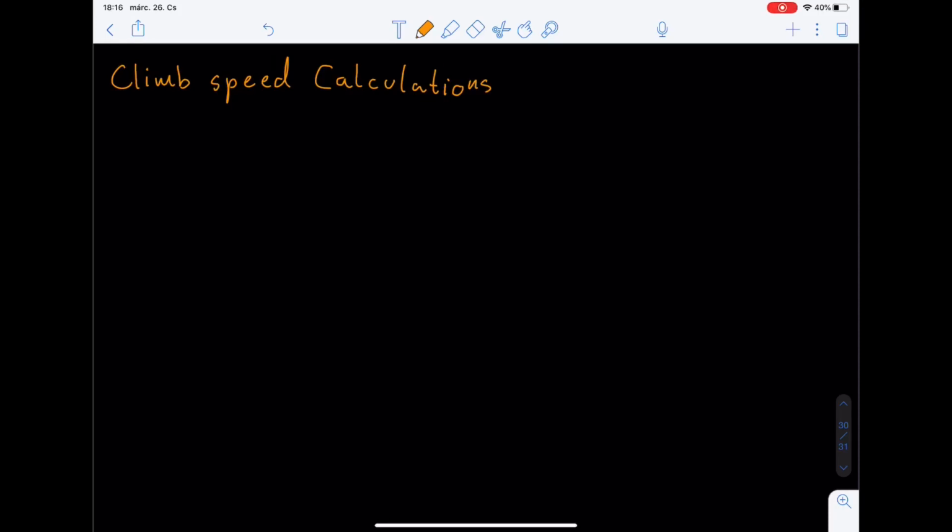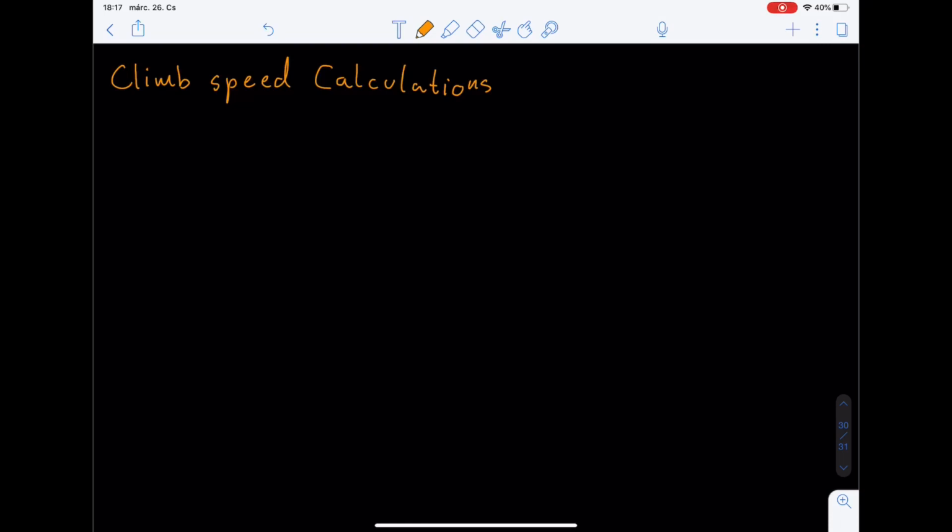Hey everyone, so in this video we're going to continue with the last part from the general performance theory climb segment, and we're going to talk about the climb speed calculations. So as we saw, the two most important parameters for us during the climb are going to be the angle of climb and the rate of climb. The angle of climb showed us the angle of the flight path relative to the local horizontal, and the rate of climb showed us the vertical component of the true airspeed.